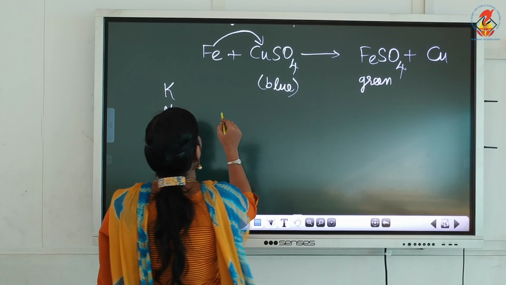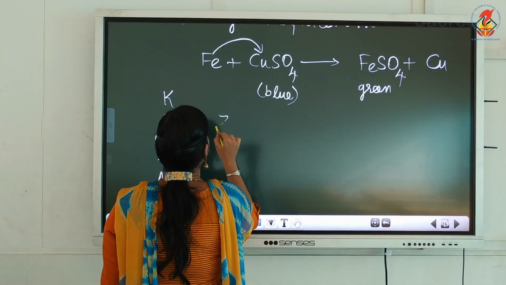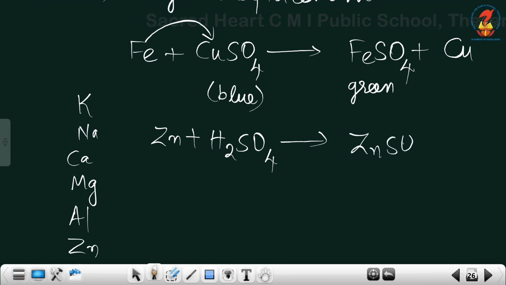Another example for displacement is zinc. Zinc plus sulfuric acid or hydrochloric acid, any acid. Here zinc will displace hydrogen, so zinc sulfate plus hydrogen gas will be produced. This is an exothermic reaction also. So this is a single displacement, where only one reactant is displacing the other. That is known as a single displacement.